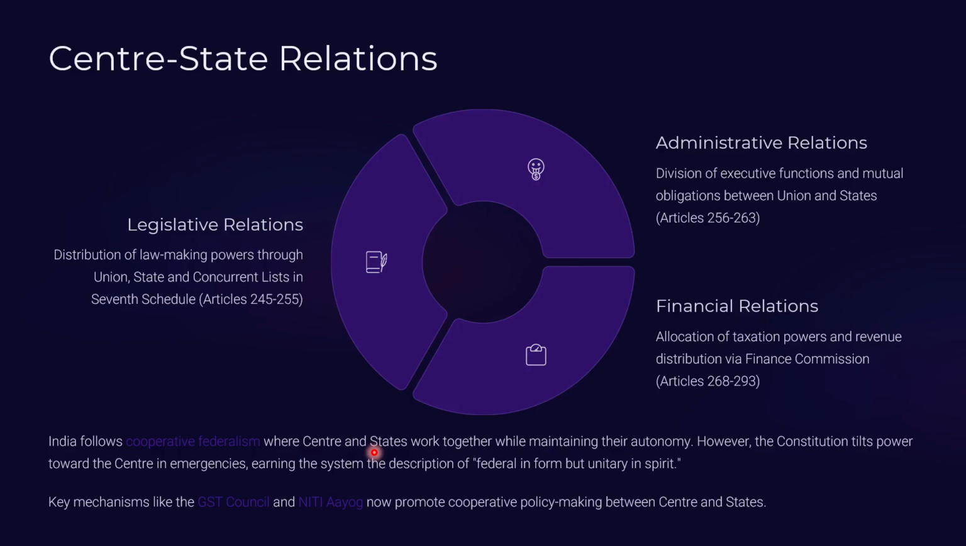state and concurrent list, mentioned in the 7th Schedule, Article 245 to 255. Administrative relationship: division of executive function and mutual obligation between union and state, that is Article 256 to 263. Financial relationship: allocation of taxation powers and revenue distribution via Finance Commission, Article 268 to 293.